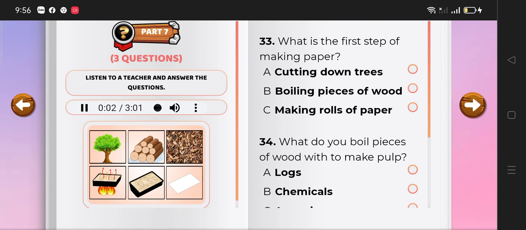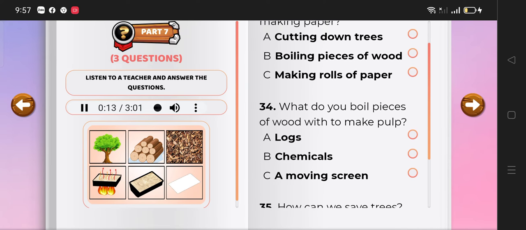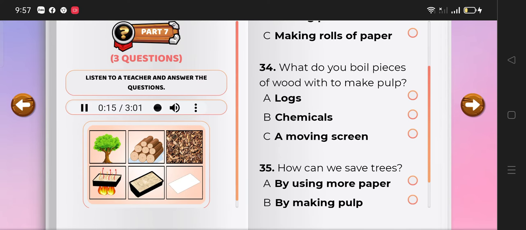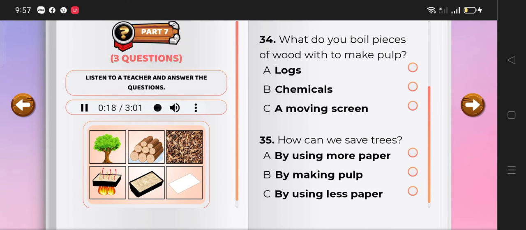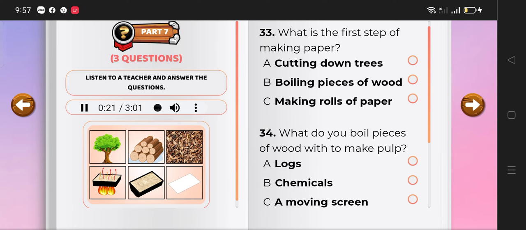Listen to the teacher in science class. Where does paper come from? It is made from trees. If you look at a tree, you might wonder how something so tall and strong can be turned into something as thin and weak as paper. This is the reason why. All the wood in trees is mostly made up of fiber. Paper is made by processing the wood and its fiber.